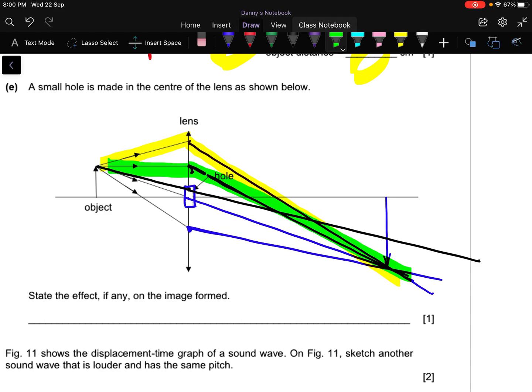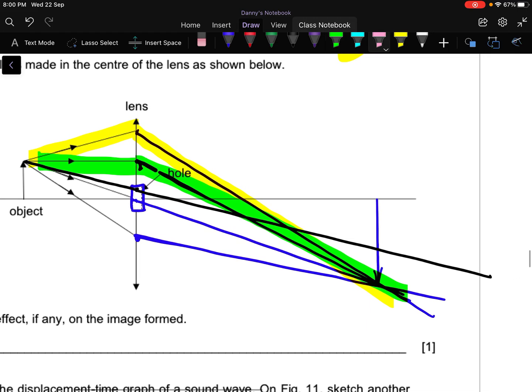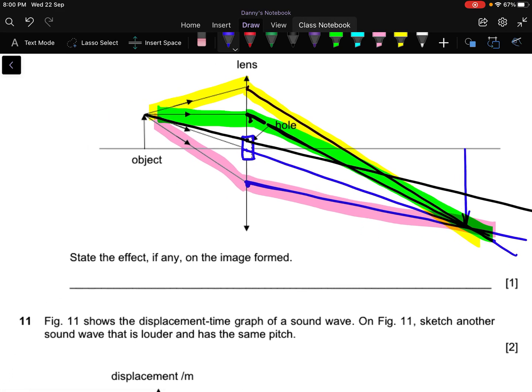So that means your image will not disappear because of rays like the yellow ray, the green ray, or even the pink ray. They will still go to the image. Only some of the rays will not converge there. So what happens is that the image will not be as bright as before. We say that now the image will be dimmer.